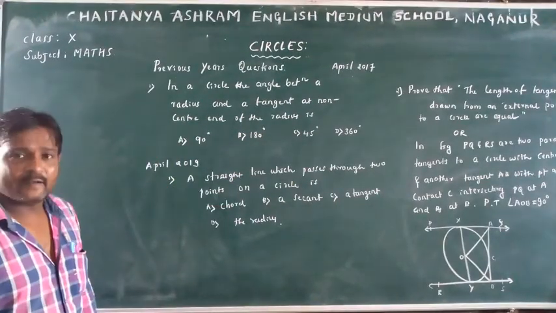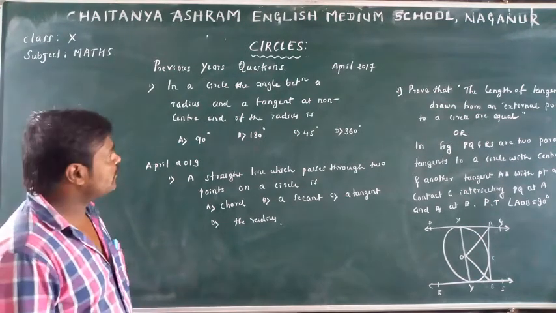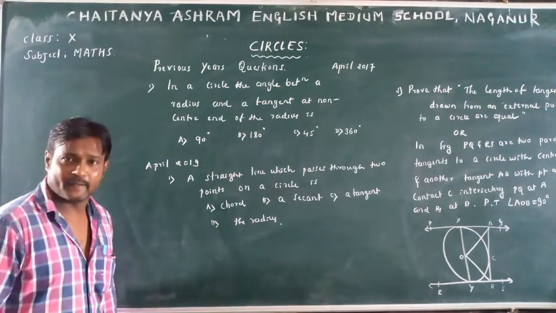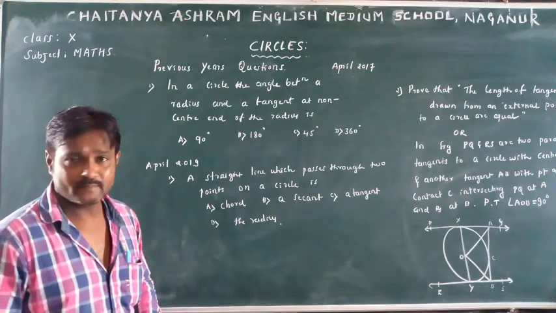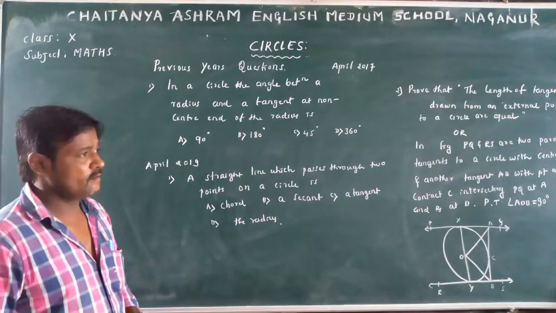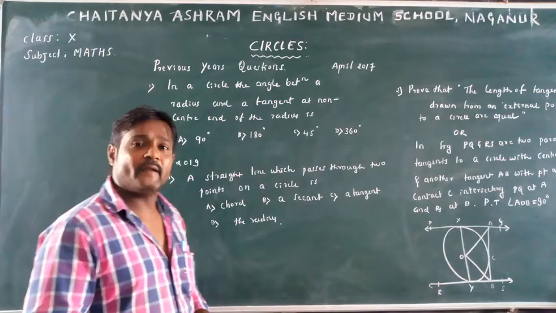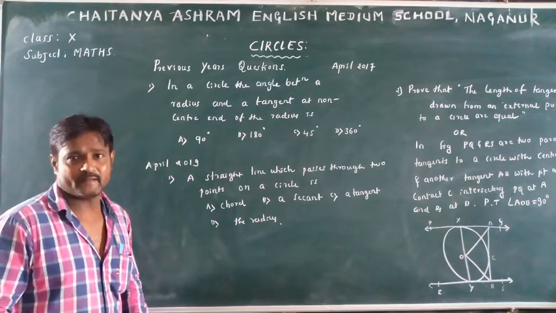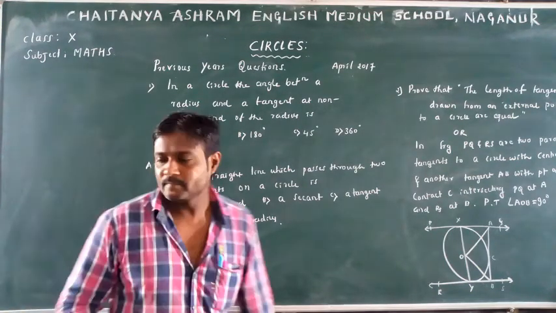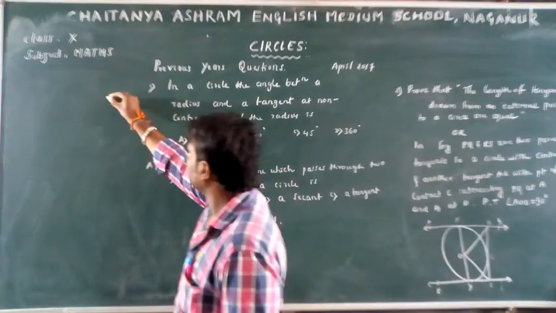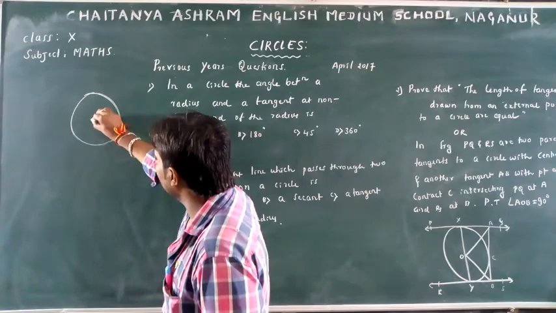So dear children, don't judge the answer immediately. So first read the question carefully, draw the diagram according to the question, then use your concepts which are related to that topic and then try to find the answer. Okay, so now first draw a circle. This is a circle with center O.